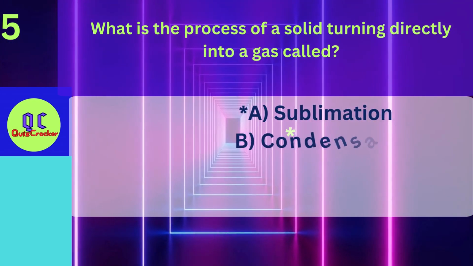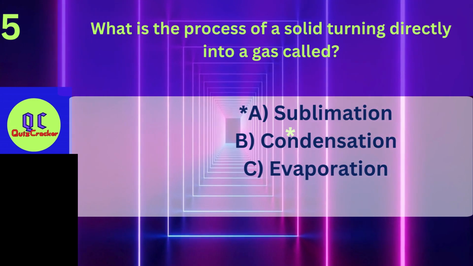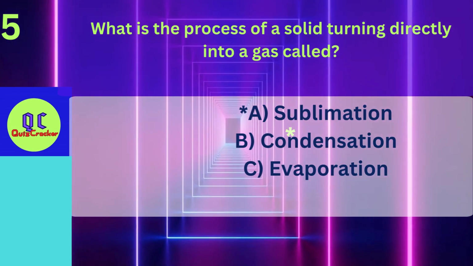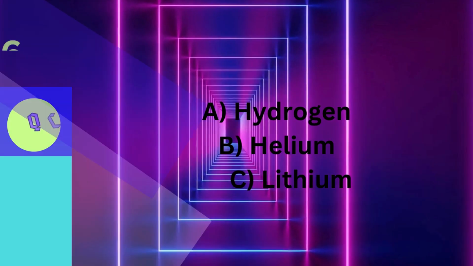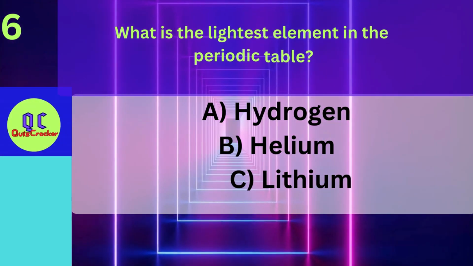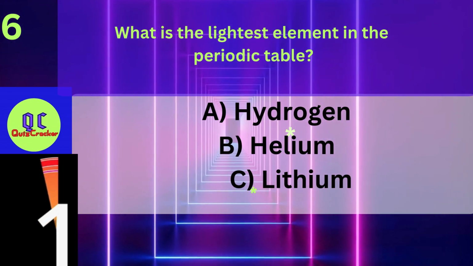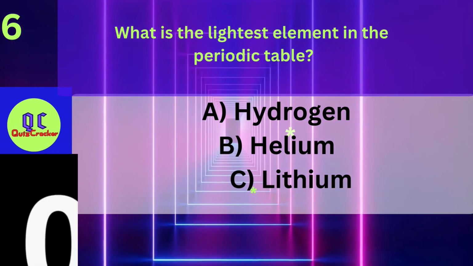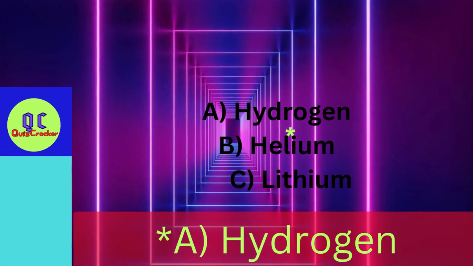What is the process of a solid turning directly into a gas called? A. Sublimation. B. Condensation. C. Evaporation. Correct answer, A. Sublimation. What is the lightest element in the periodic table? A. Hydrogen. B. Helium. C. Lithium. Correct answer, A. Hydrogen.